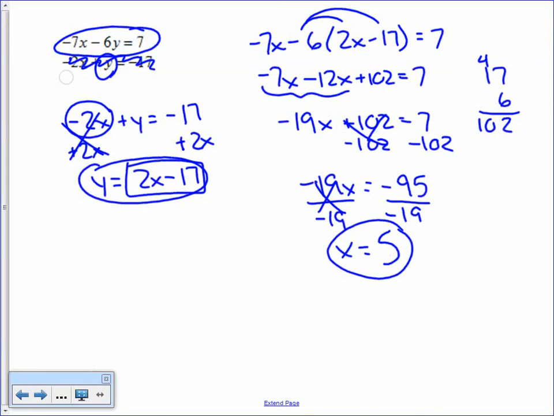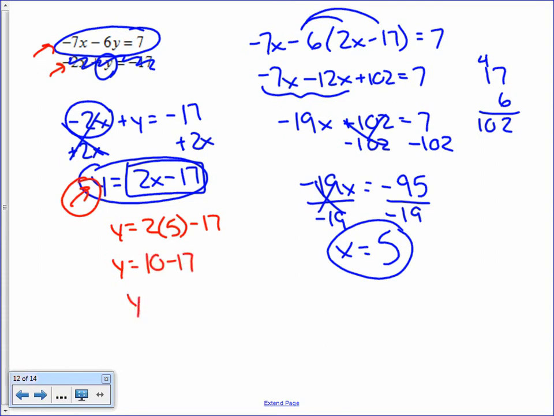All right, and then finding the y value. So plugging in x equals 5 into one of the original equations. So you could use this one, which is not the original, or the one I scribbled out, or this one here. Looks like this one right here might be the easiest one to use. So we'll have y equals 2 times 5 minus 17. So y equals 10 minus 17. So y will equal negative 7. So the point 5, negative 7, will be my answer for that one.